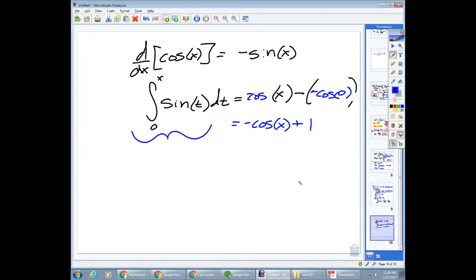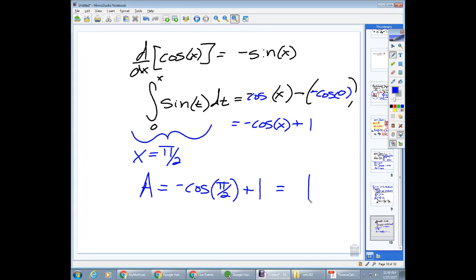Instead of that x, I want a pi over 2 here. So I want to evaluate this when x equals pi over 2. That means my area should be the opposite of the cosine of pi over 2, plus 1. What's the cosine of pi over 2? 0. So the area must be 1.